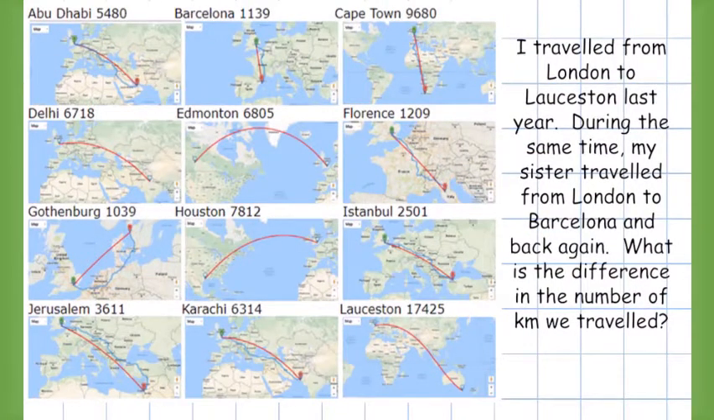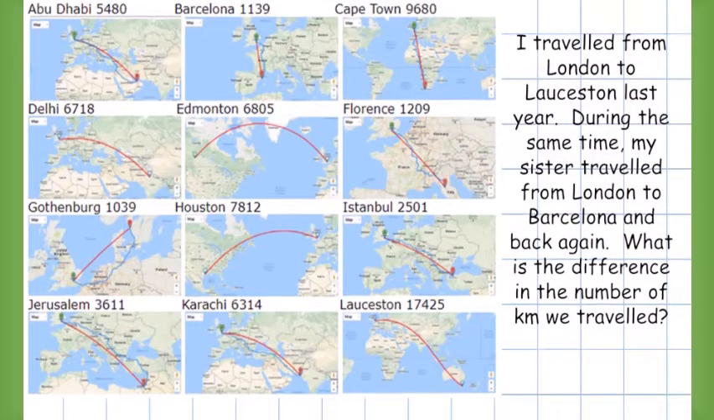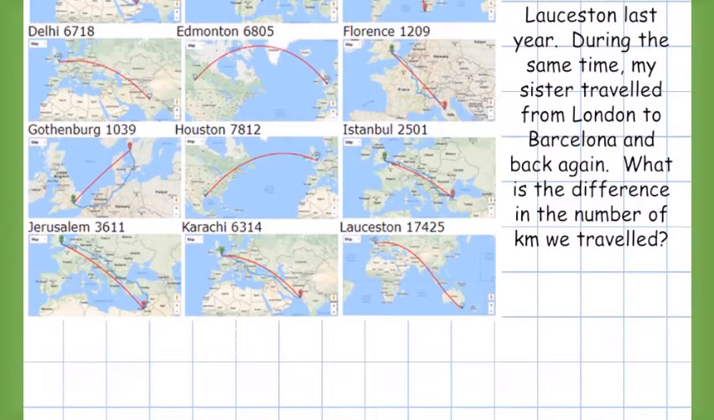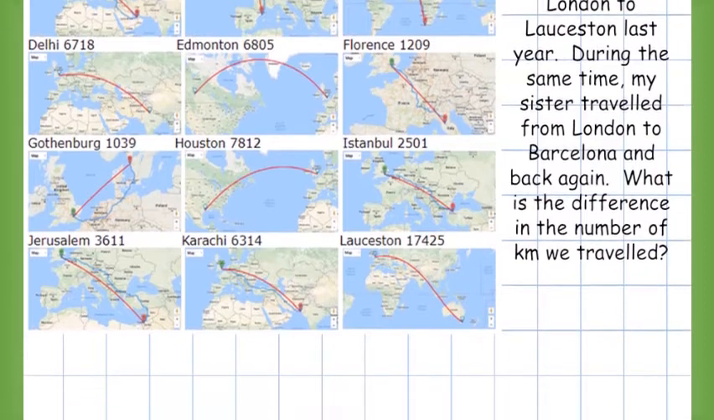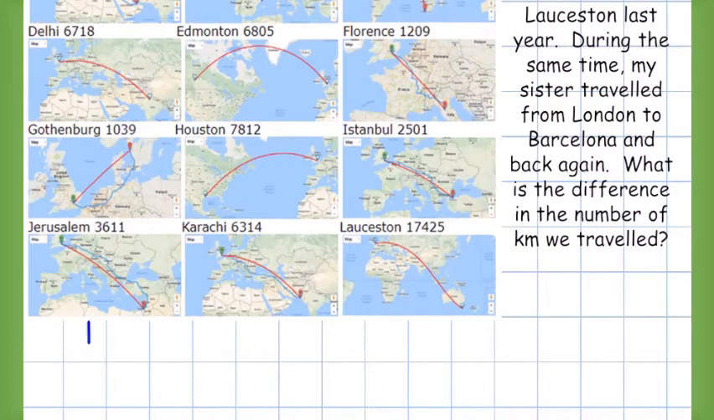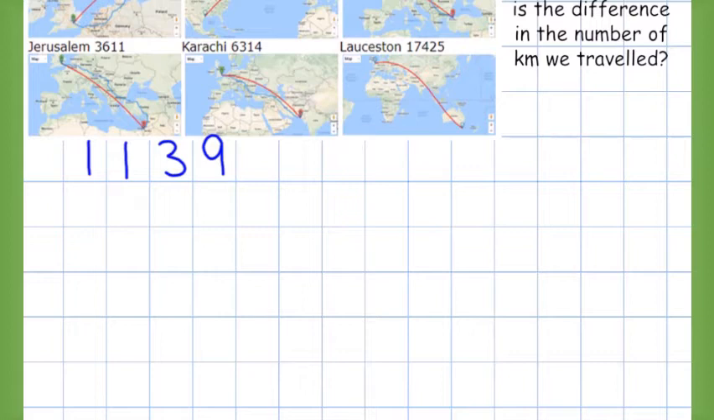Okay, so I already gave you a clue by writing the times 2 by Barcelona of what some of the calculations are that I'm going to need to make, and here they are. So the first thing I need to do is to find out how far my sister travelled. So she travelled 1,139 kilometres twice. Now we can do that as a multiplication. We could partition the number and do it as a multiplication.